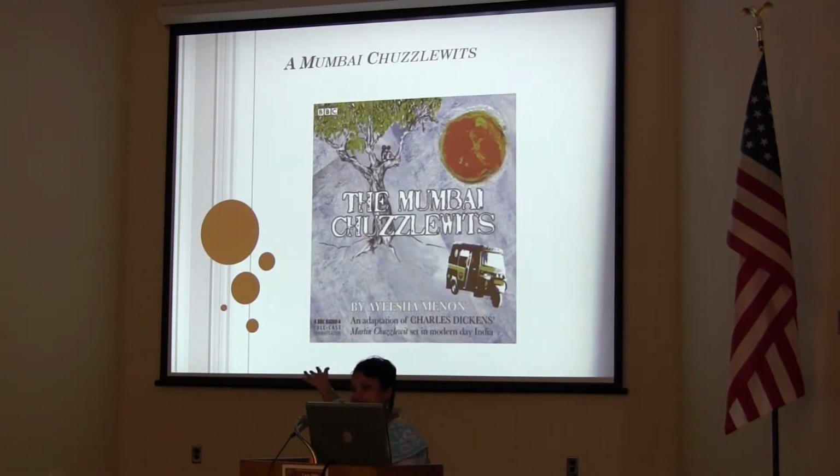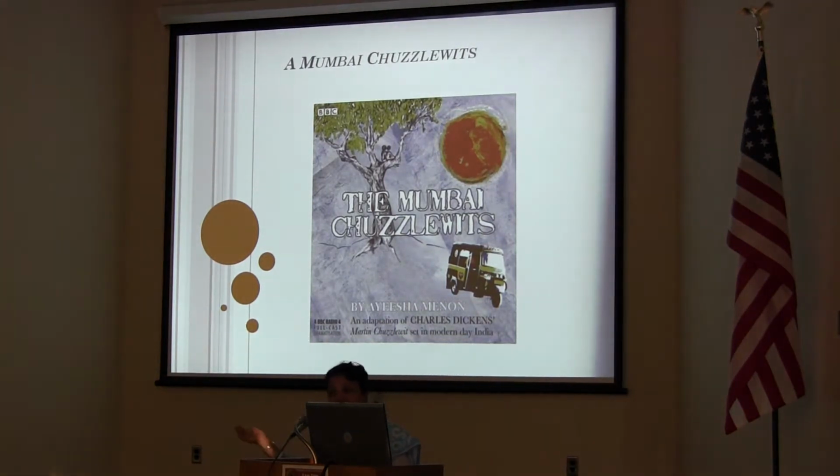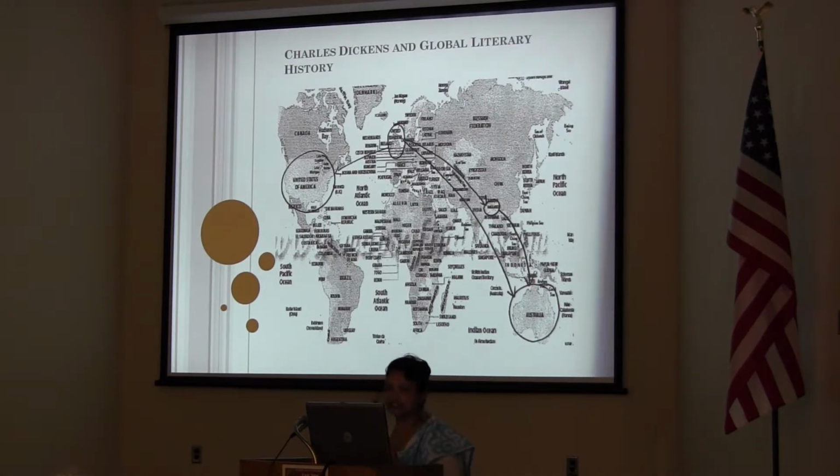This is something done in India. The Mumbai Chuzzlewits. Again, it's an adaptation of Martin Chuzzlewit by Charles Dickens. And this is actually a radio show done by Aisha Menon. And if you go and Google search, it's probably still there because it's been aired through BBC. And I listened to it through BBC. And what this does is that it focuses on a Catholic community in India. And again, the story kind of revolves around that Catholic family. Just the same story, except the setting is different. The cultural setting is different here. So this is one of the things, again, that's being done on Charles Dickens.